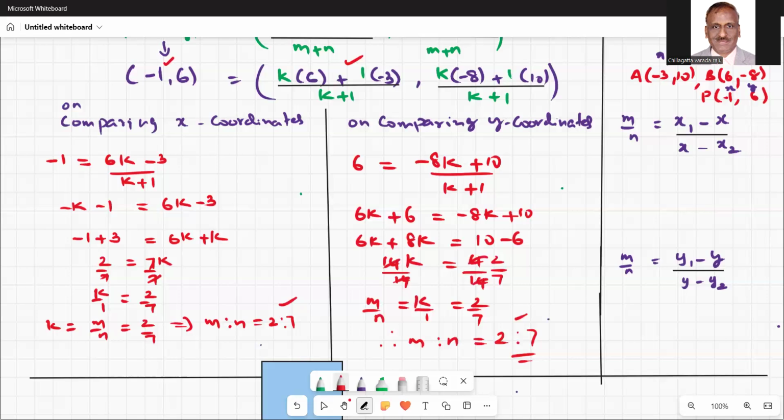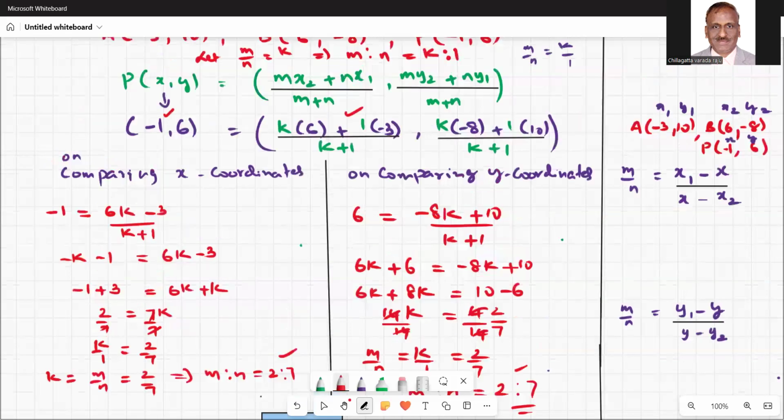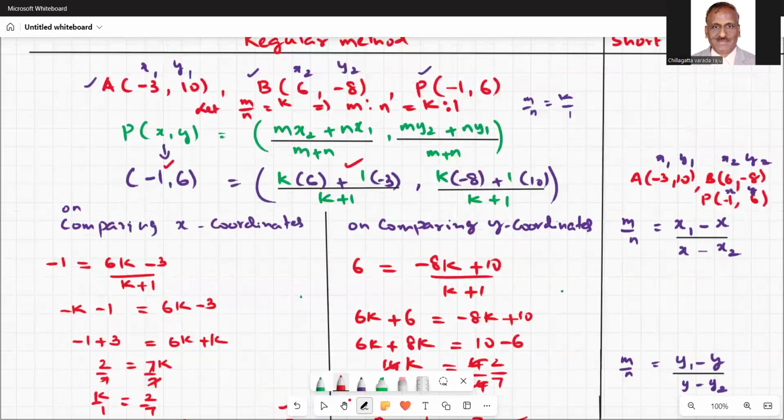Okay. So we have done it by the regular method. Next we will do it by the shortcut method. I have written all the points A, B and the point P. To find the ratio, we just need this simple formula. M by N is equal to x1 minus x divided by x minus x2. We have all the values x, x1 and x2. Just substitute and simplify in one line, and you will get your answer.